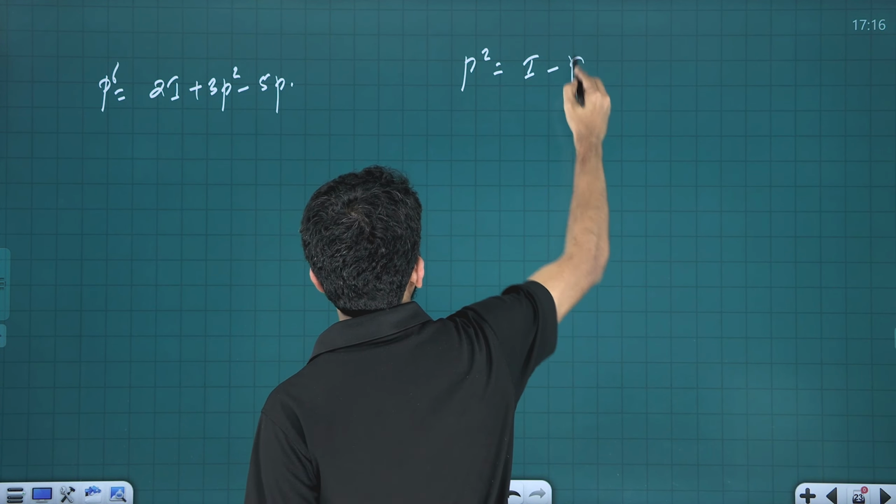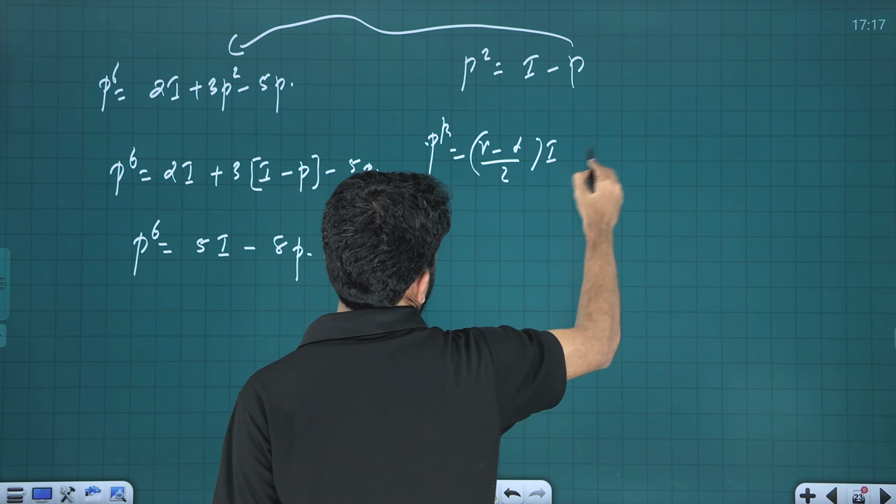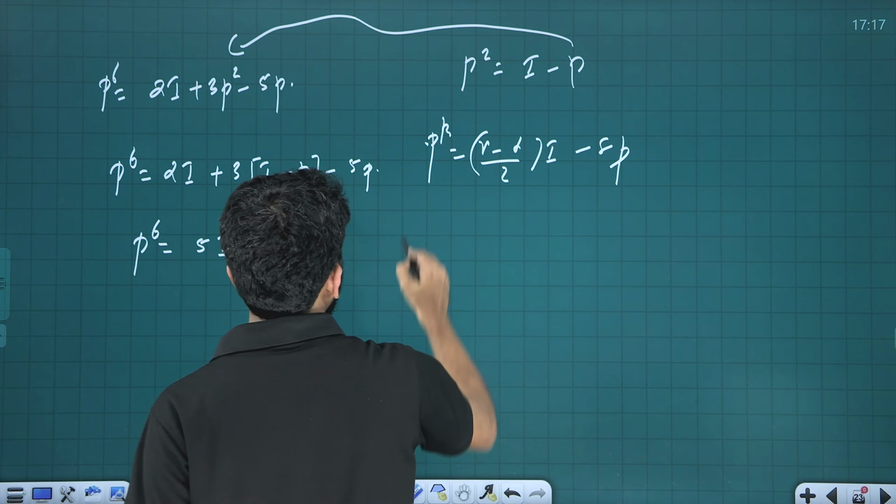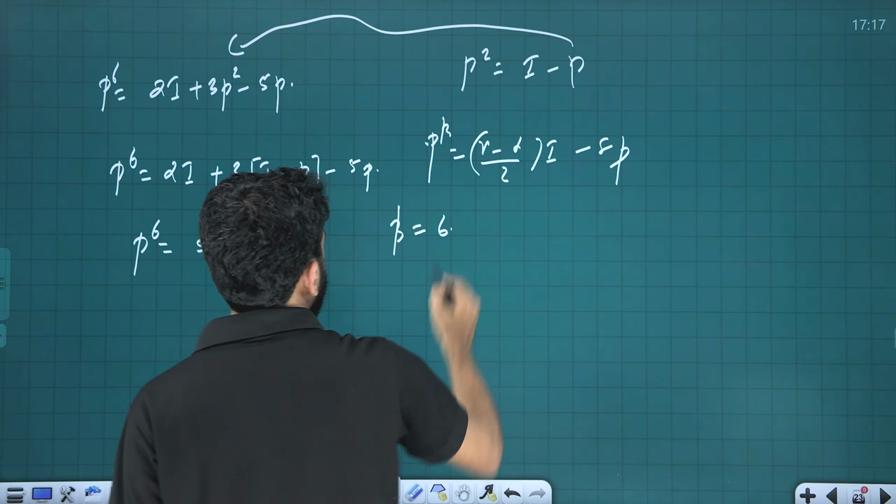So it's matching. What was p raised to beta, which we need to find, right? Yes, p raised to beta is gamma minus psi by 2 into I minus 8p. It's matching, right? Therefore, what is beta? Beta is equal to 6. And gamma minus psi by 2 is equal to 5. So, gamma minus psi is equal to 10. So, what was alpha?